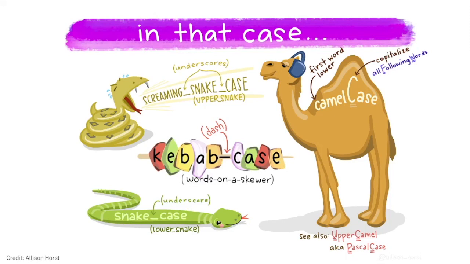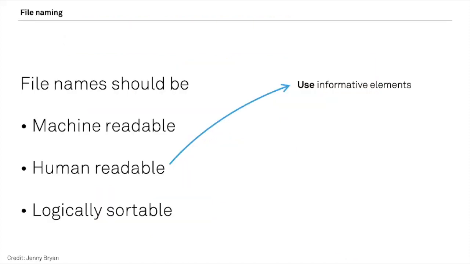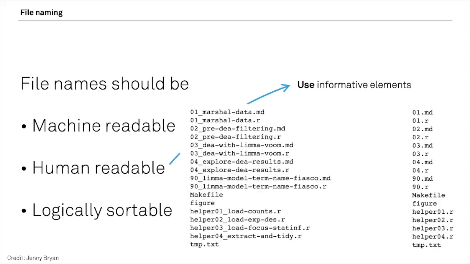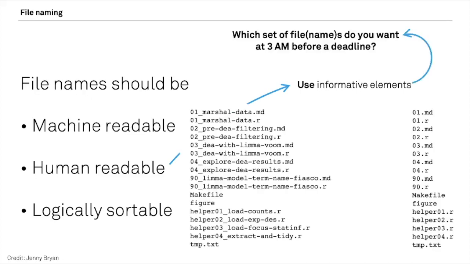Using hyphens or underscores has the added advantage that it is easy to separate elements automatically based on the patterns found in a name. Most importantly, though, file names should be intelligible for a human. That means that they should contain certain information that identifies the content of that file for you, or ideally, for another person. Jenny Bryan, who gave an excellent talk about this, gave this example to drive that point home. What file names would you rather see at 3 a.m. before a deadline?